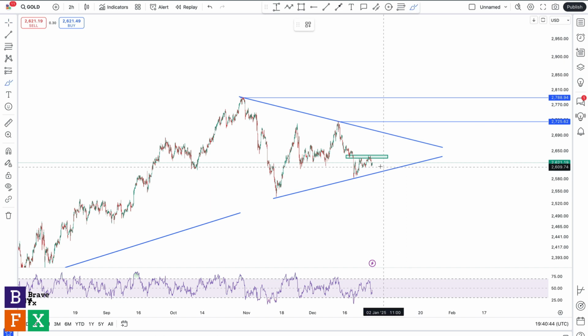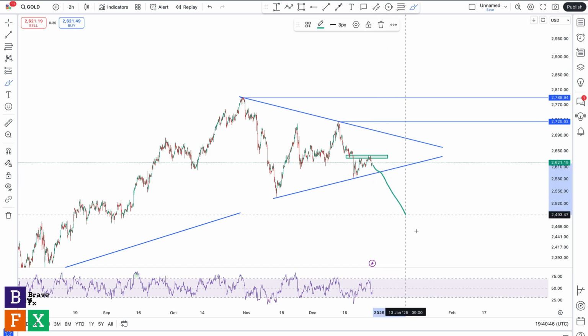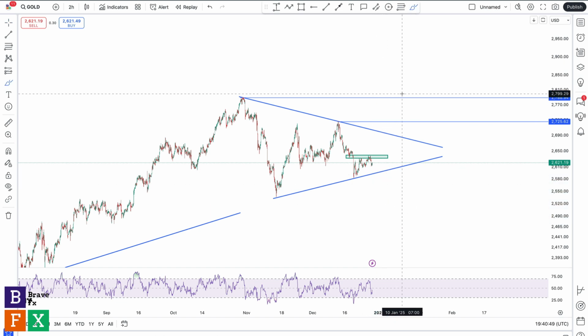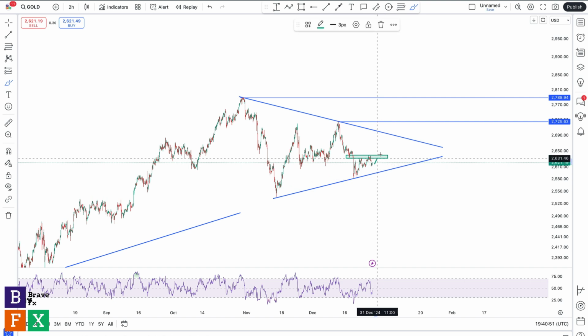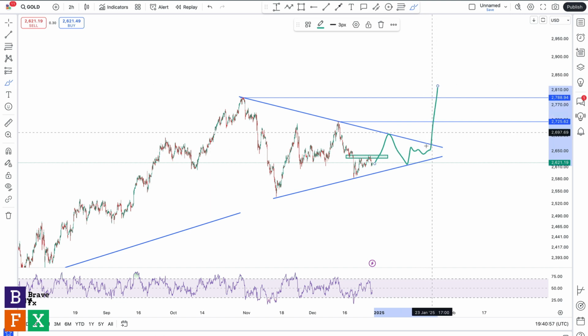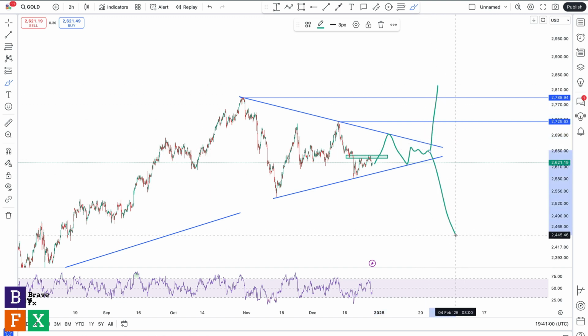Because we could equally take out these lows and keep going down. I think it's unlikely, but at least we should see some oscillation, price moving to the upside, moving to the downside, consolidating a little before we finally get a massive bullish breakout to the upside or a bearish breakout to the downside. So this is what I'm watching out for on gold right now.